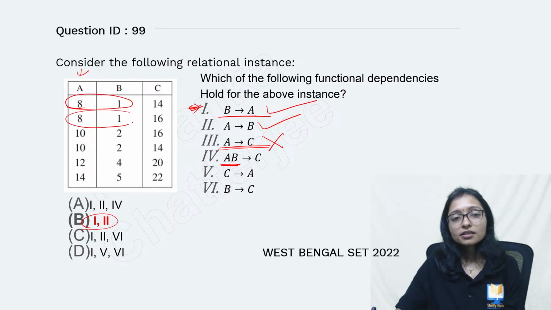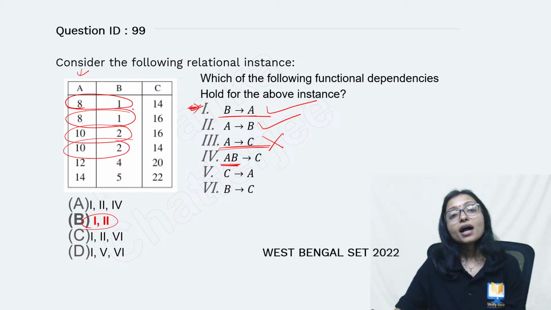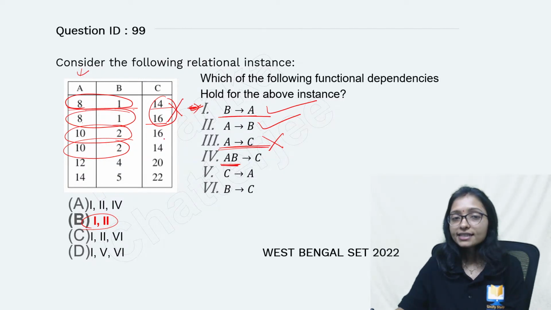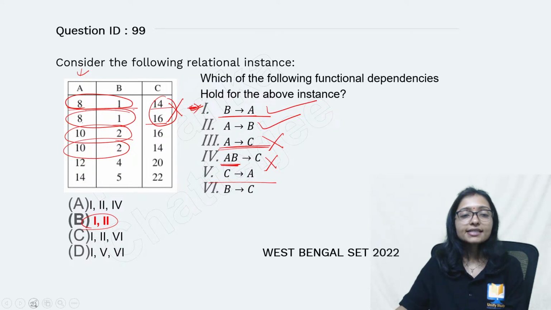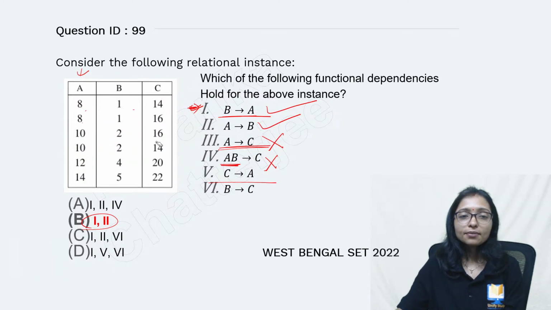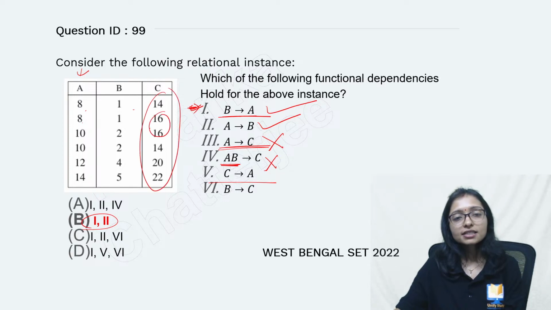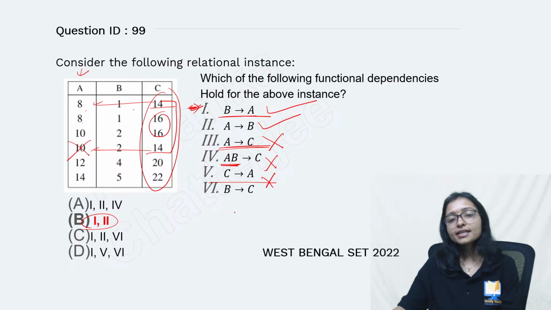It is 8, 1. This is 10, 2. 8, 1 together is creating a clash. Here it is 14. Here it is 16. Again the same clash is happening. That's why it does not hold. C implies A. Is it holding? In the C column, check it. Is there any repetition? Here 16, 16. Here 14 and 14. So for 14 here is 8, for 14 here is 10. That is creating a confusion. That's why C implies A is wrong.